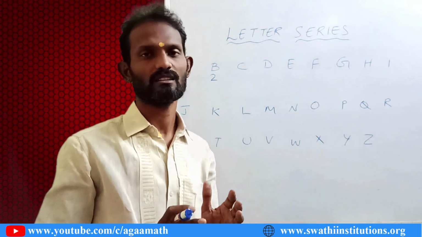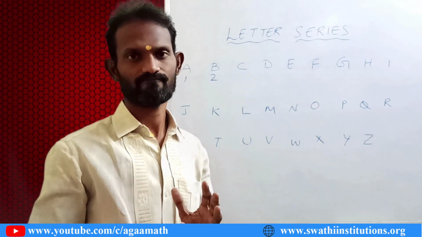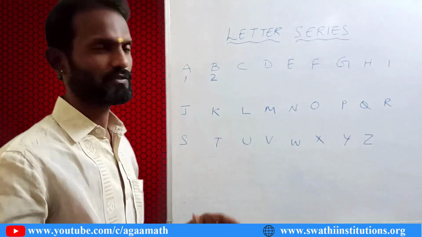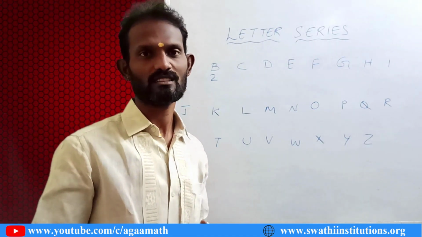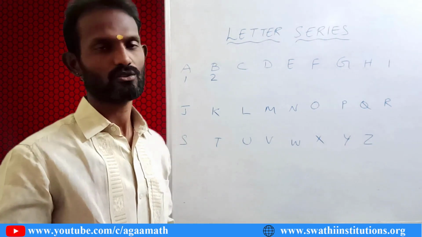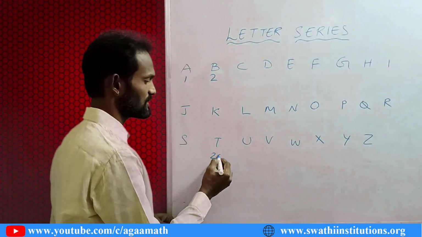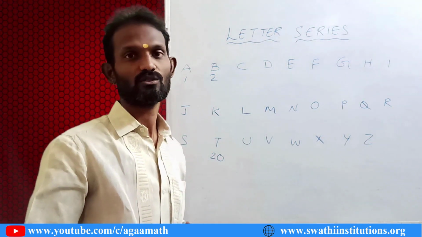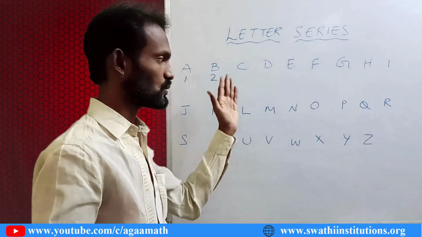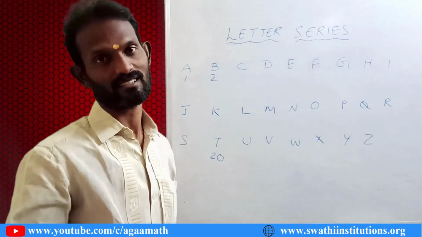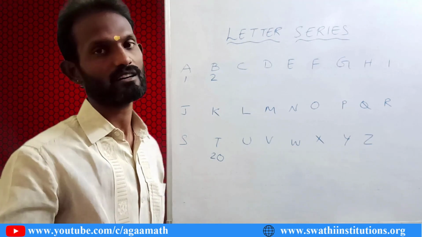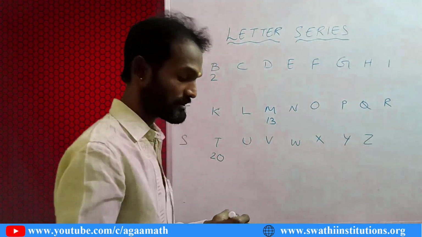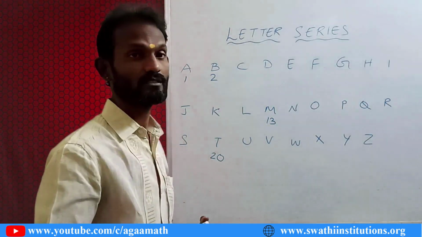So here I give some tricks to remember the positions of the letters, following A1, B2, C3 like this. First of all, we know the cricket matches, that is T20 matches, right? So T20, that is the reason T's position is 20. Here you can easily remember. And we know that in the alphabet we have a total of 26 letters. Half of 26 is 13, so M is always 13, and T is 20.